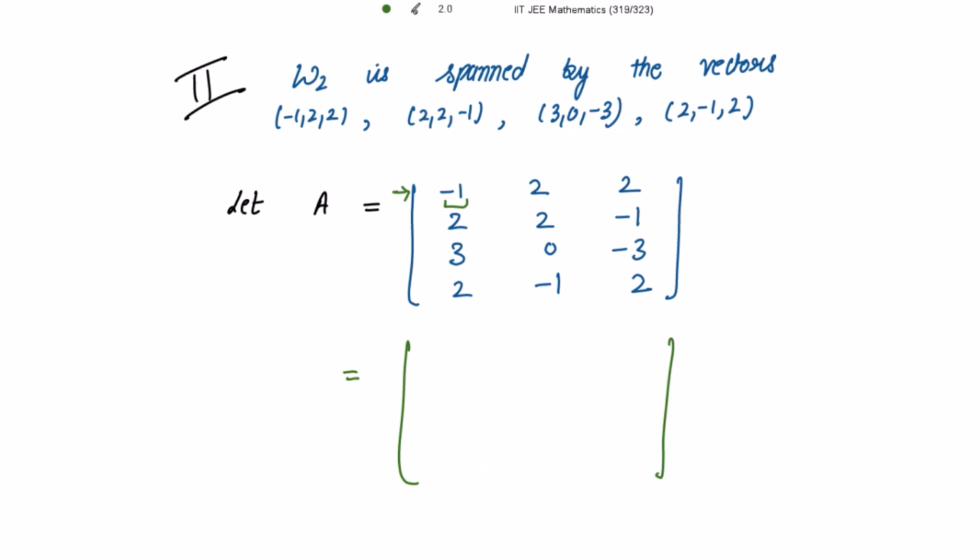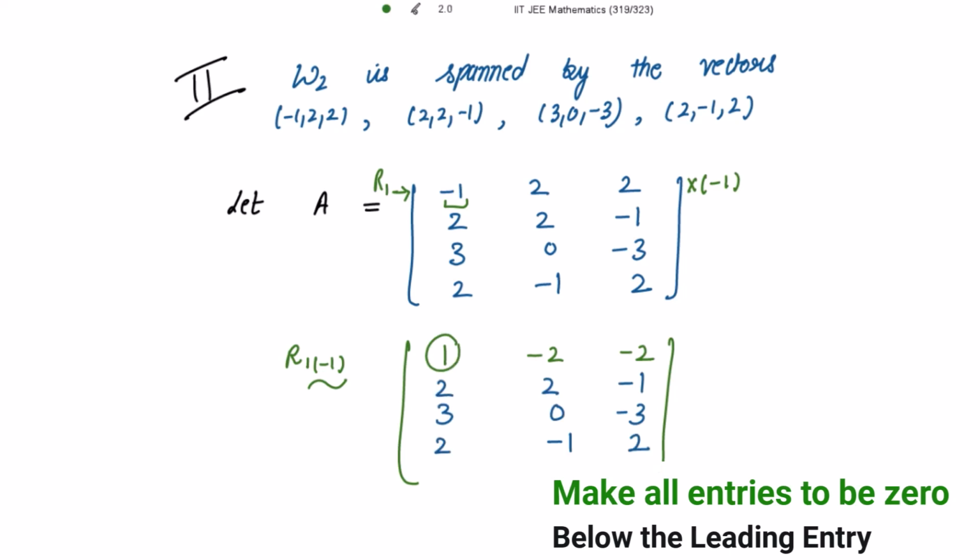But I need to make minus 1 as 1. For that, what do I need to do? Just multiplying the elements of row 1 with minus 1. That's it. So a very simple operation I'm applying here. Multiplying the elements of row 1 with negative 1. Writing the other rows as they are. I must have all other entries below 1 to be 0.